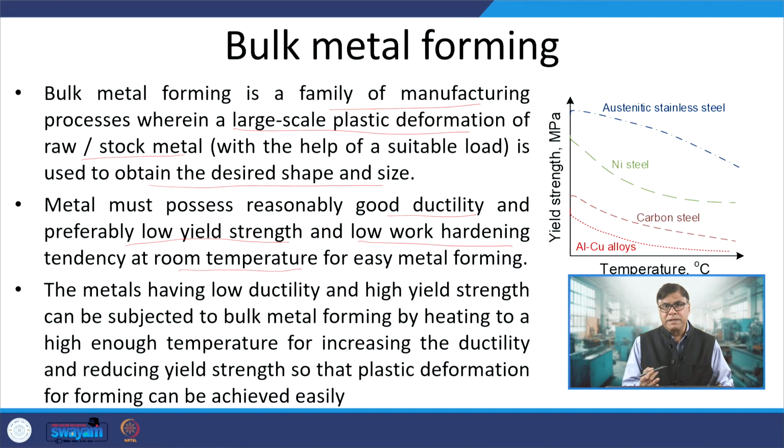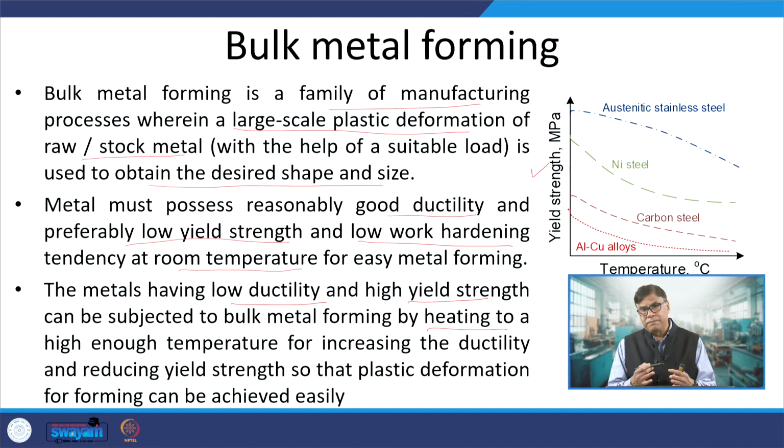But many times metals do not show very high ductility or very low yield strength. In those cases, for metals having low ductility and high yield strength, heating is done using a suitable heat source. That heat source can be resistance heating, induction heating, flame, or any other method which can be used to increase the temperature of the metals. When the temperature of the metal is increased, we can see that the yield strength of the metal comes down.